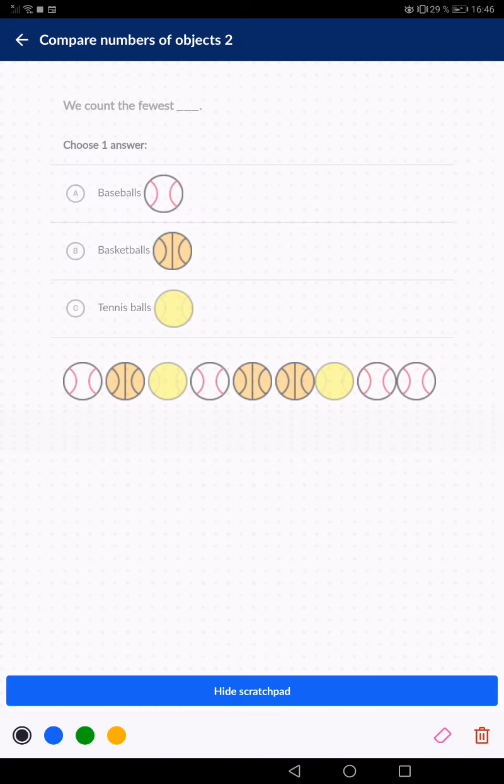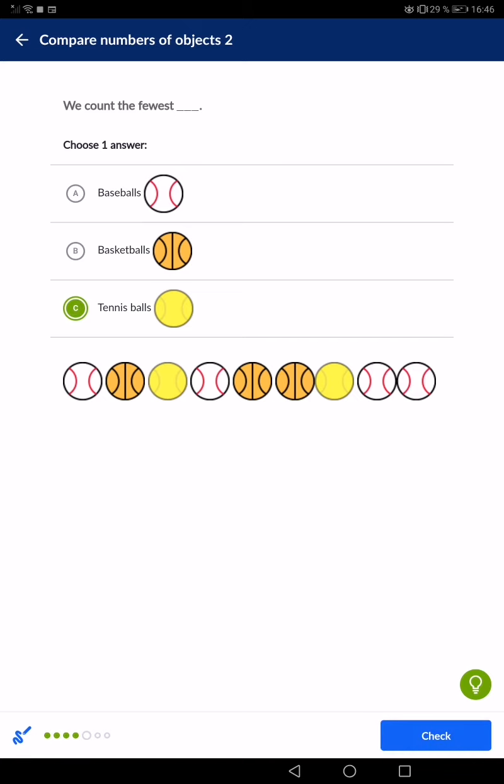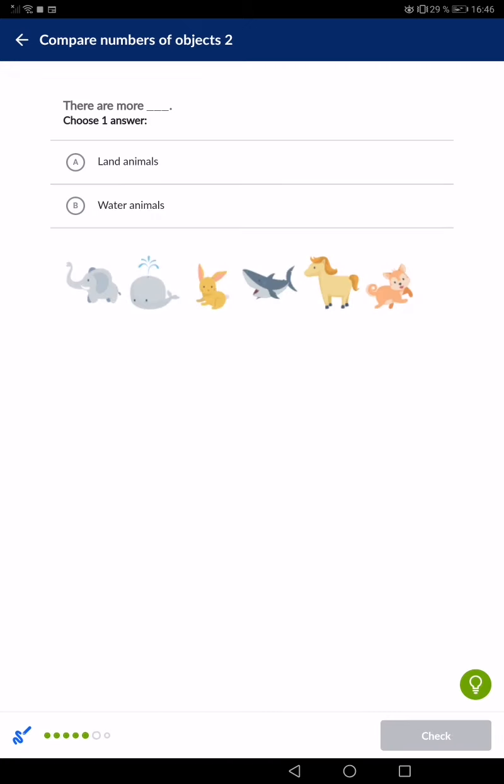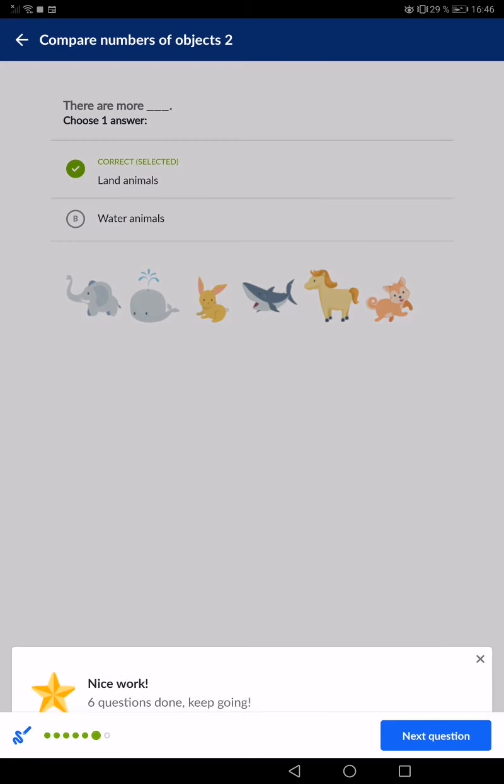Okay, we count the fewest. Again, bullshit. I choose one answer. Like, we have 4 of baseballs, 3 of basketballs, and 2 of tennis balls. So it's basically tennis balls. There are more. What there are more? Like, what is a land animal? Let's make L, L, L, L. There are more land animals than water animals.